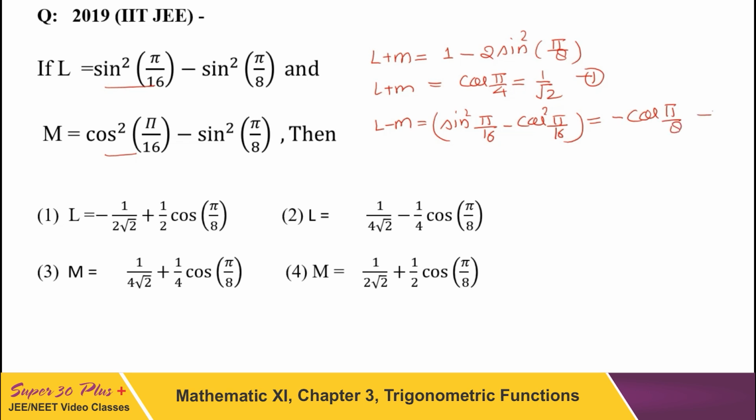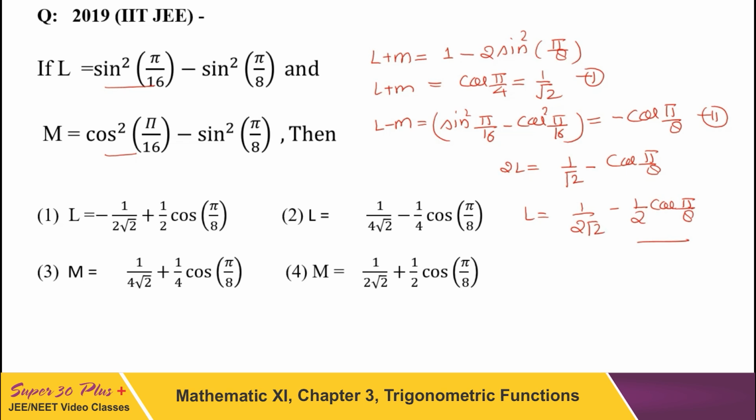This is equation number 2. Now if we add these two equations, then M and M cancel out, then 2L is equal to 1 by root 2 minus cos of pi by 8. Then L is equal to 1 upon 2 root 2 minus 1 by 2 cos pi by 8. This is the value of L.